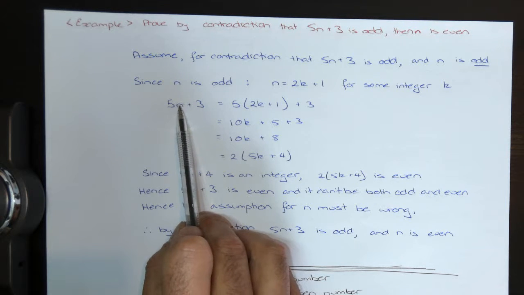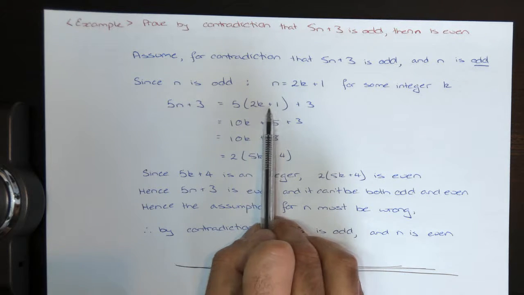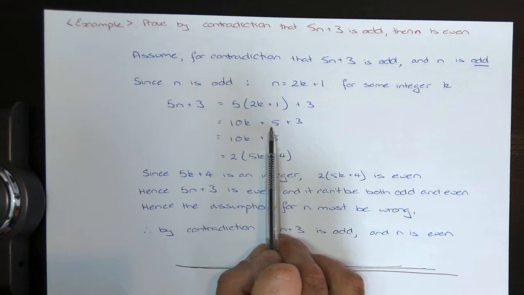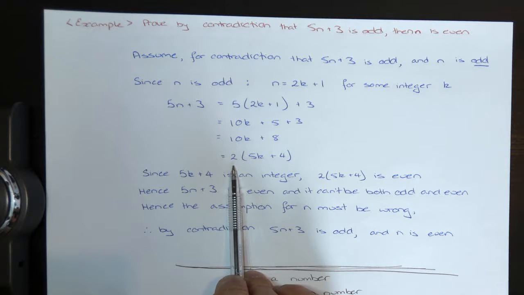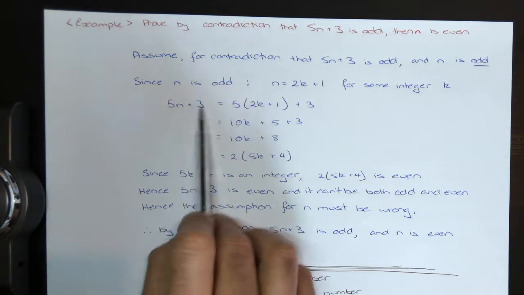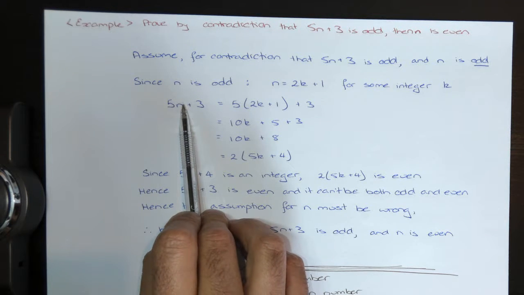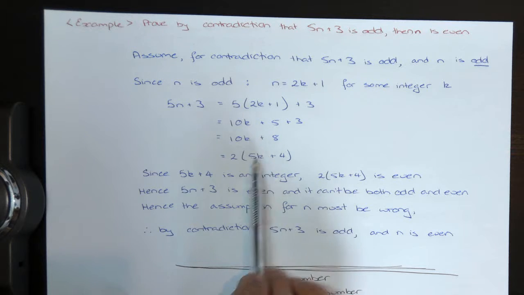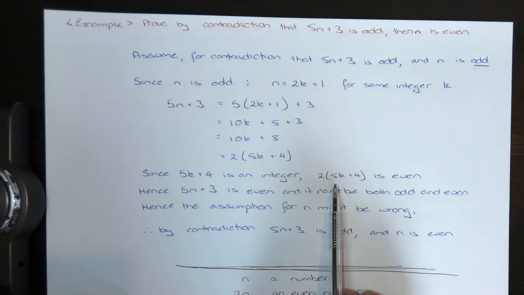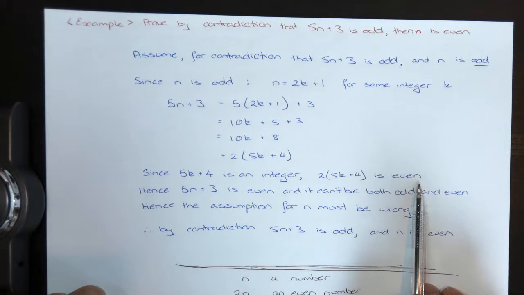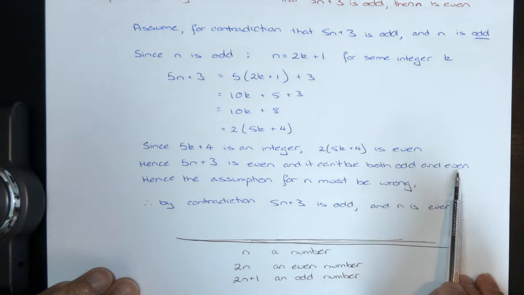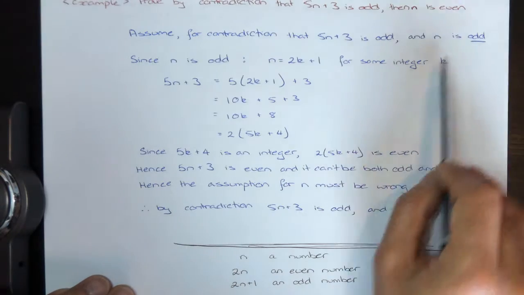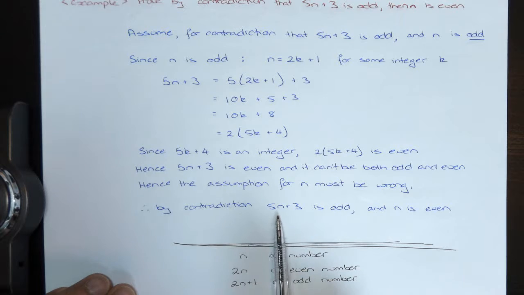So if we have this 5n plus 3, I'm going to replace that n with the oddness and expand. We get 10k plus 5 plus 3, that's 10k plus 8. Take out a factor of 2. As soon as we can take out a factor of 2, it shows that this is an even number, because this is 2 times some number. Since 5k plus 4 is an integer, 2 times that integer is an even number. It can't be even and odd. So 5n plus 3 is even, and it cannot be both odd and even. Hence the assumption for n must be wrong, so n has to be even.